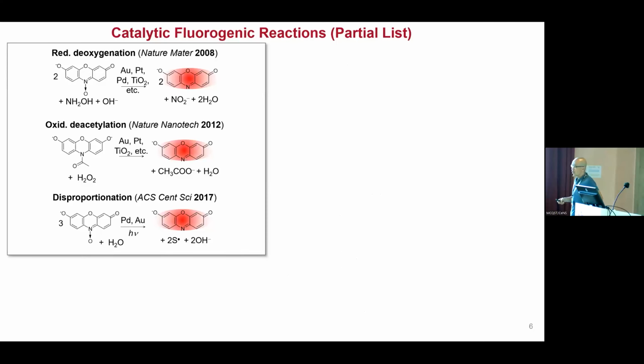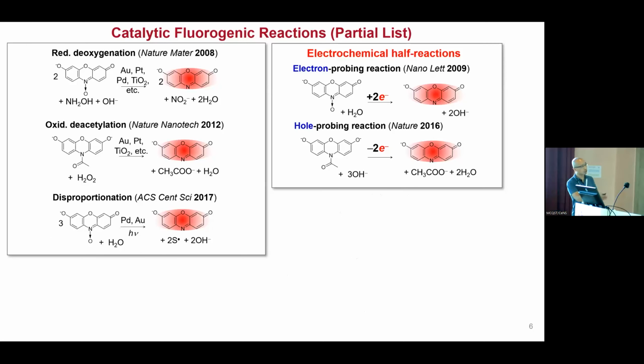Now, all of this is built on the fact that the reaction you're studying has to be fluorogenic. Okay, so one of the products needs to be fluorescent. So over the years, we have discovered a number of fluorogenic reactions. They are catalyzed by different catalysts. They also represent different chemical transformations. Now one can look at two of the reactions. For example, this molecule can undergo half reactions on an electrode. And so you can probe electrons or probe holes using this type of approach.